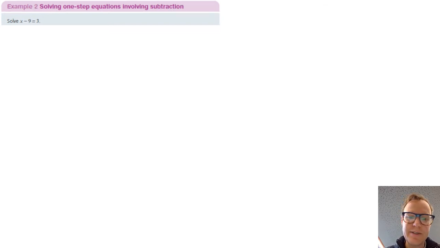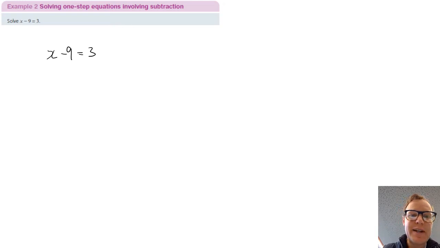Looking at the next question, I've got x minus 9 equals 3. I need to write down the equation to start with, to show what I'm starting with. Now, the opposite of adding is subtracting, and the opposite of subtracting is adding. So I've taken away 9. If I add 9 back on, then I'll just be left with x.